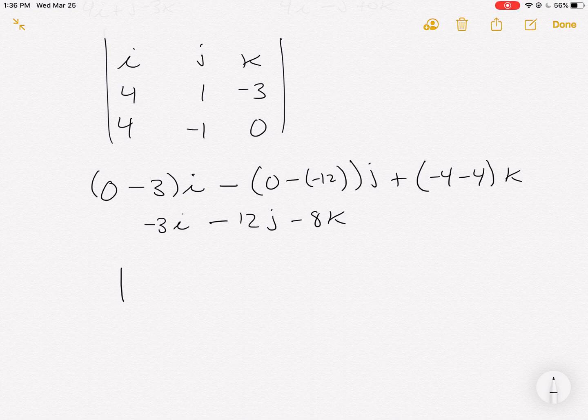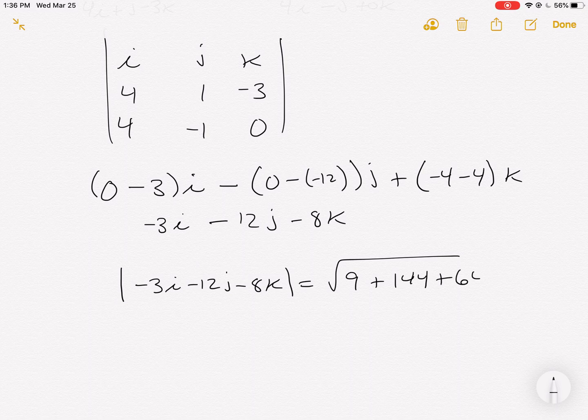And so what do we get when we take the magnitude of the vector negative 3i minus 12j minus 8k? Something easy. The square root of the first thing squared plus the second thing squared plus the last thing squared. So the i coefficient squared, the j coefficient squared, the k coefficient squared. And what do we get under there? We get the square root of 217, which is the answer.